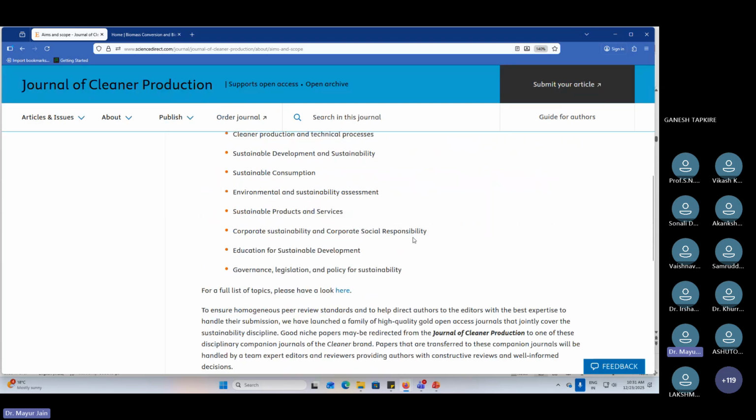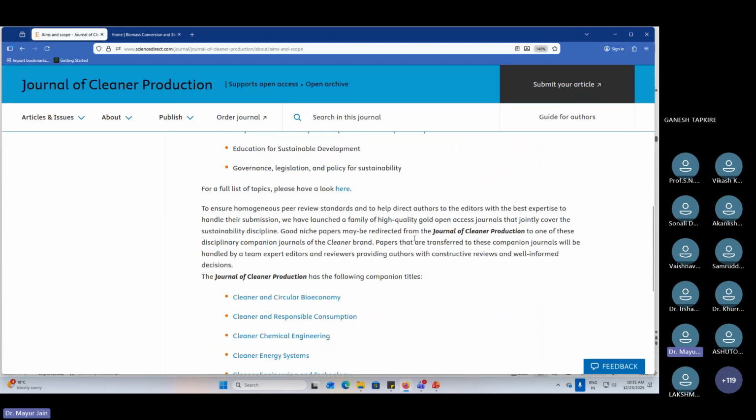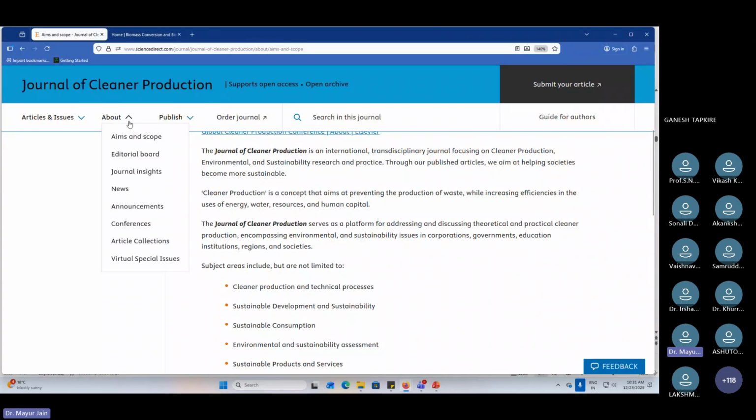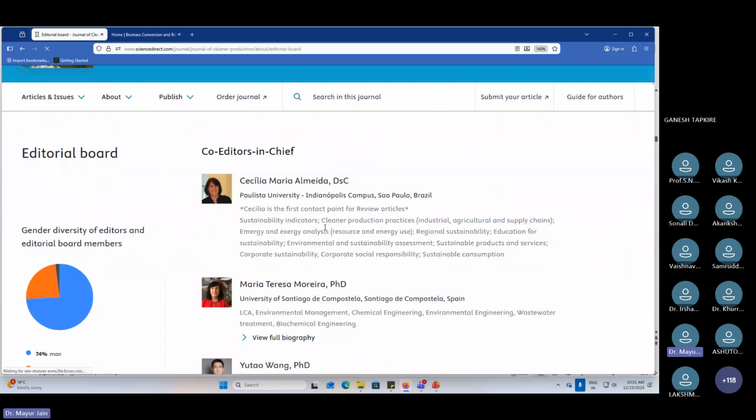So you always have to see the aims and scope of that particular journal, then go for the editorial goal. You also try to understand whether your work is relevant to what the editors are also working on in the domain.